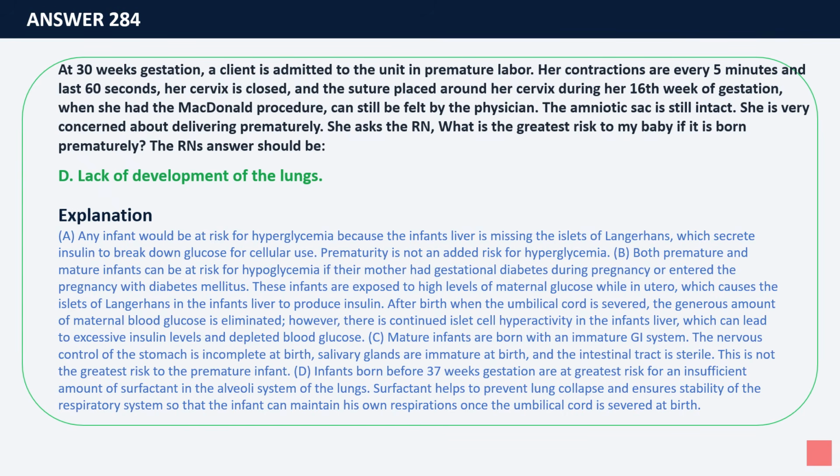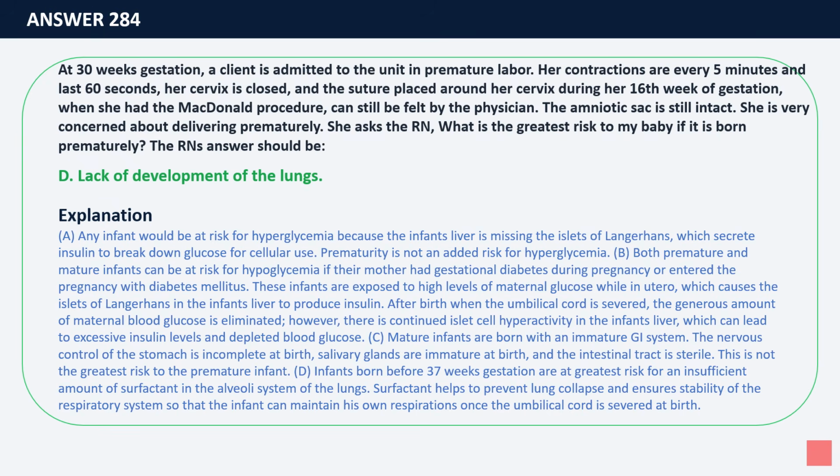These infants are exposed to high levels of maternal glucose while in utero, which causes the islets of Langerhans in the infant's liver to produce insulin. After birth, when the umbilical cord is severed, the generous amount of maternal blood glucose is eliminated. However, there is continued islet cell hyperactivity in the infant's liver, which can lead to excessive insulin levels and depleted blood glucose. C. Mature infants are born with an immature GI system. The nervous control of the stomach is incomplete at birth, salivary glands are immature at birth, and the intestinal tract is sterile. This is not the greatest risk to the premature infant.